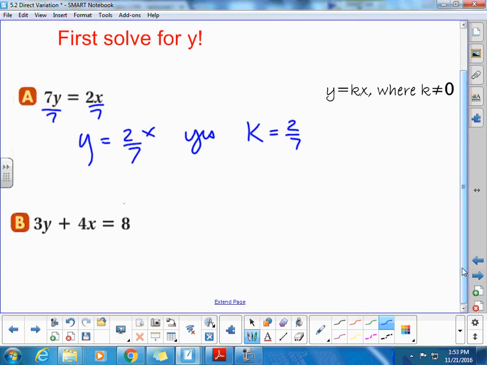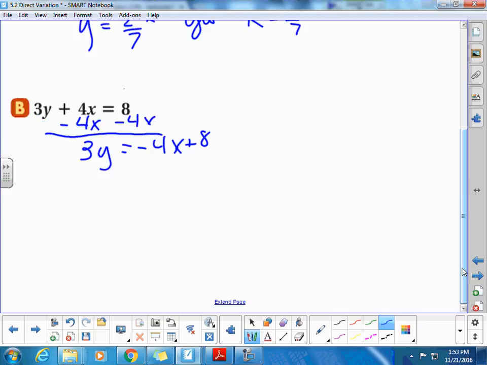It says solve for y. To do that, I have to move the x terms over to the other side, and I get 3y equals negative 4x plus 8. I can't combine the x's and the 8. Lastly I divide by 3, because I have to get y by itself, and I get y equals negative 4 thirds x plus 8 thirds.